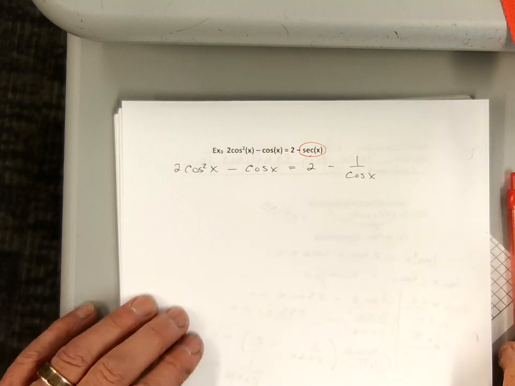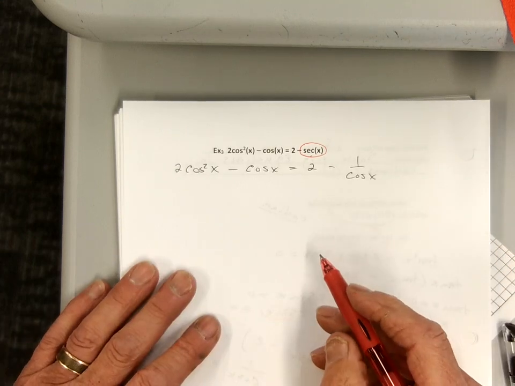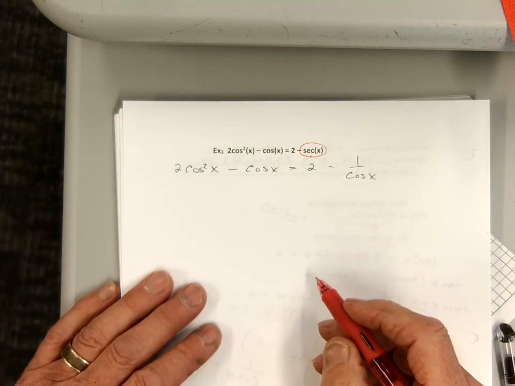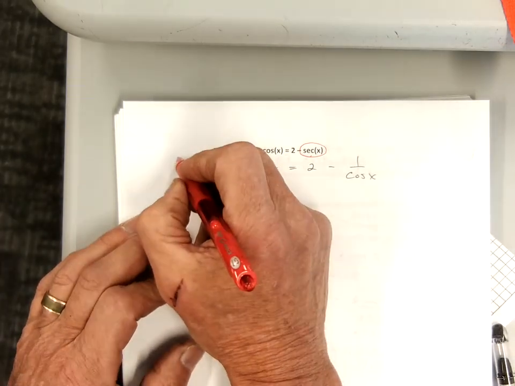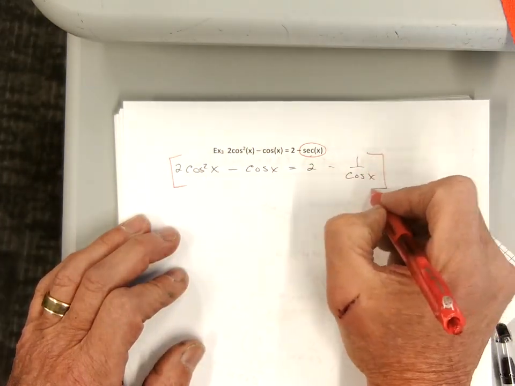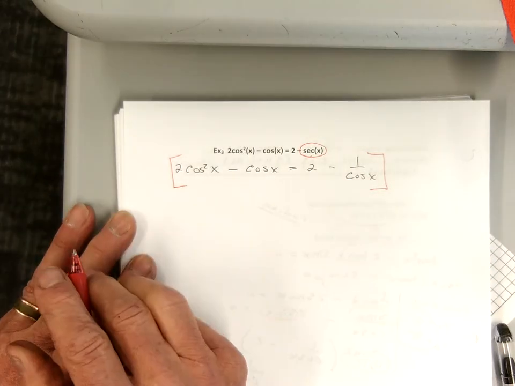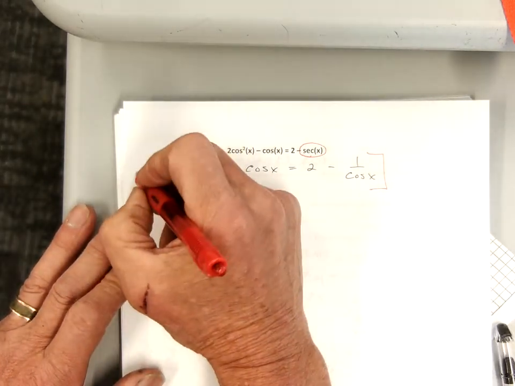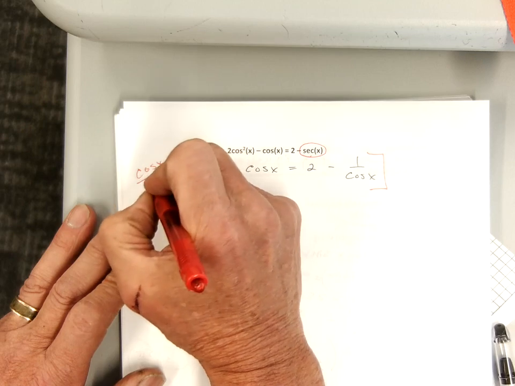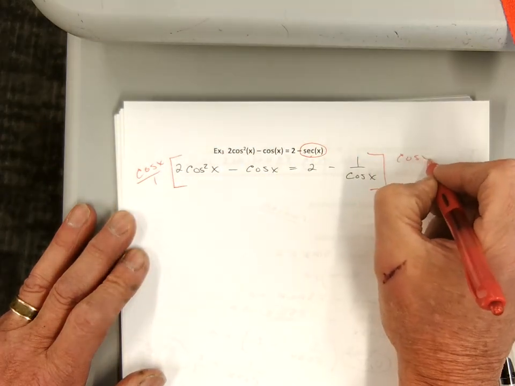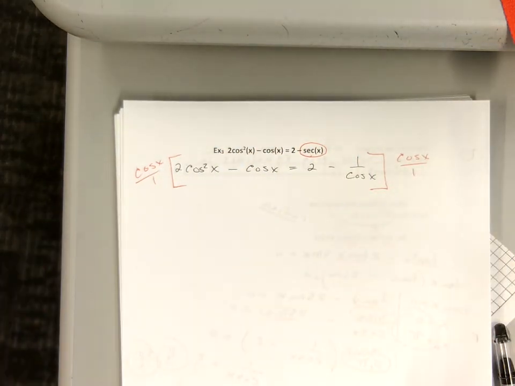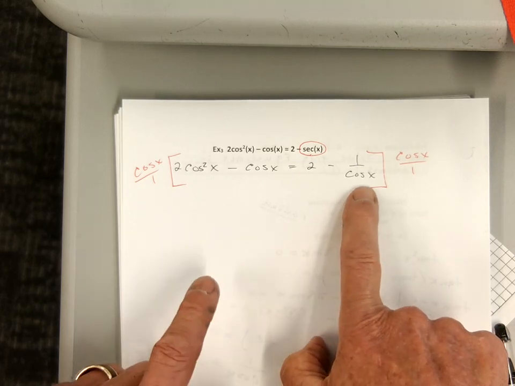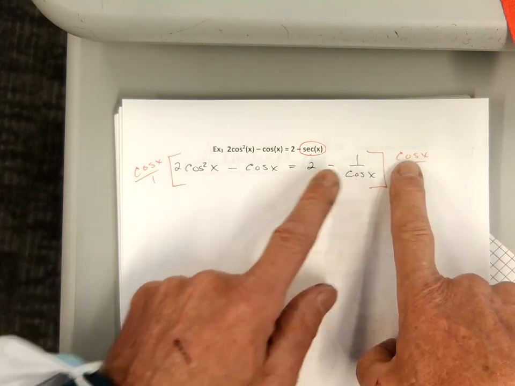So I don't like fractions. So here's what I'm going to do. To get rid of my fraction, I'm going to multiply both sides. I don't like fractions, this just bothers me, so I'm going to multiply both sides by cosine of x over 1. Okay, so my whole point is to get rid of the fraction, because cosine over cosine is going to be 1. So let me rewrite this.